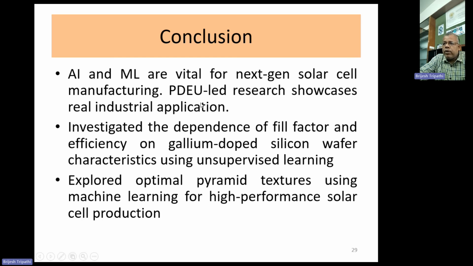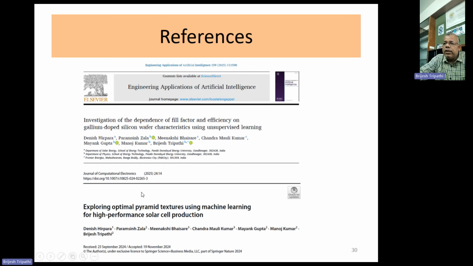The team led by PDEU researchers showcased real industrial application in the recent research papers. In the first case, we have investigated the dependence of fill factor and efficiency on gallium doped silicon wafer characteristics using unsupervised learning. In the other paper, we have explored optimal pyramid textures using machine learning for high performance solar cell production. These are the related references in which these studies have been performed.